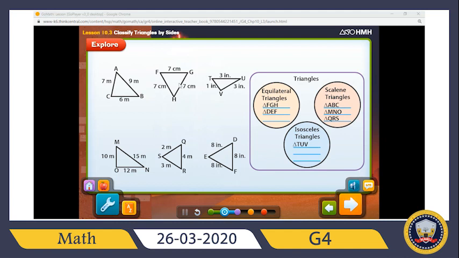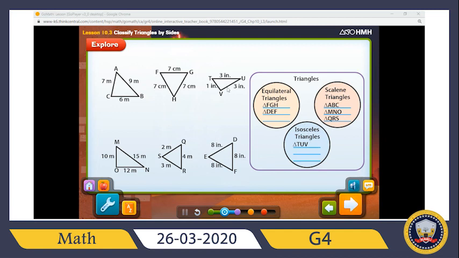If each side has equal lengths, for example, triangle FGH and triangle DEF, all of them are 8 inch, 8 inch, and 8 inch. So, if each side has equal lengths, I'll say it is an example of an equilateral triangle. What about an isosceles triangle?